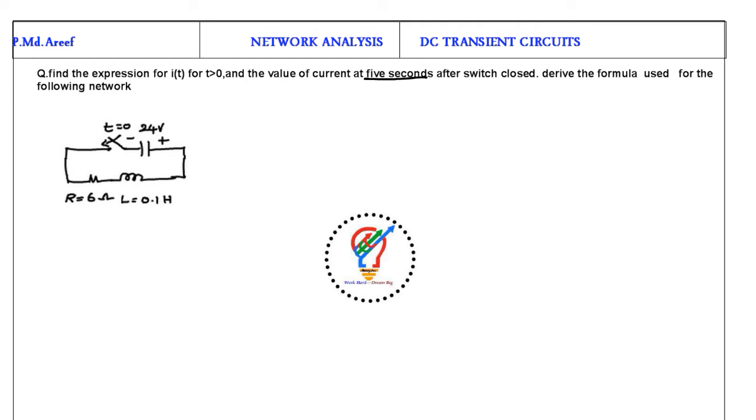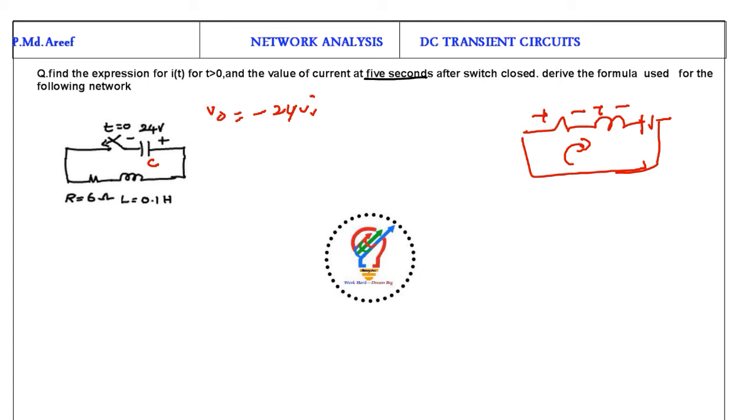The R value is given, the L value is given, and the capacitor C is given here. The initial capacitor voltage is 24 volts. So V naught is equal to minus 24 volts here. In a series RLC circuit, we assume that the current is flowing in this manner, so plus minus, plus minus. But here it is in the reverse case. Why? Because current flowing in this manner is minus here. That's why I'm taking V naught as minus 24.